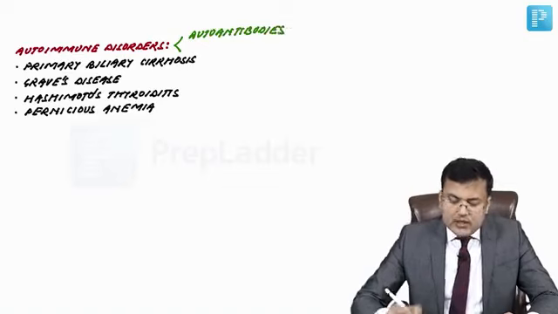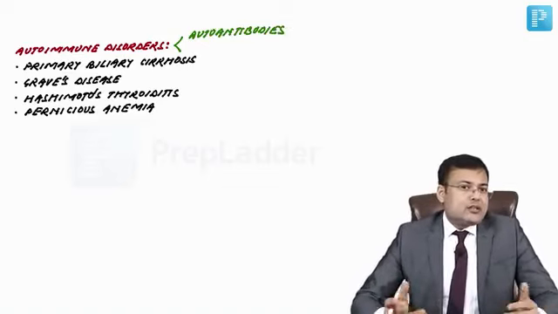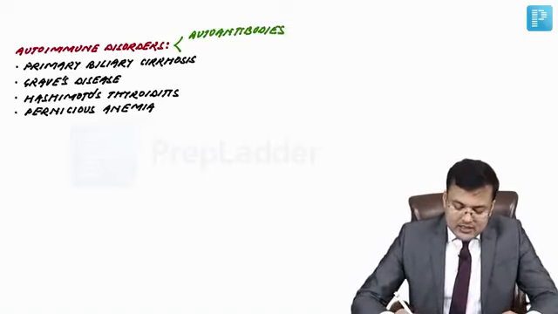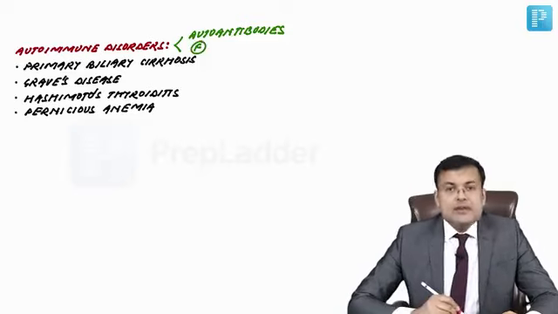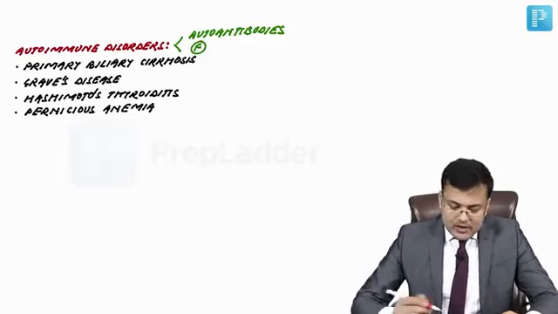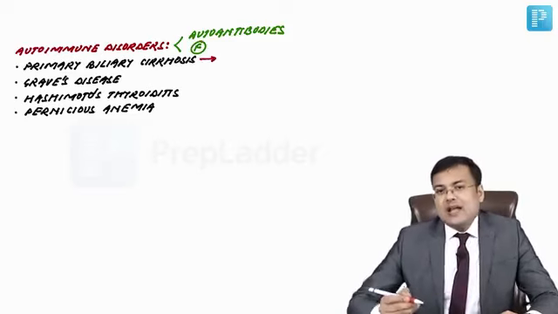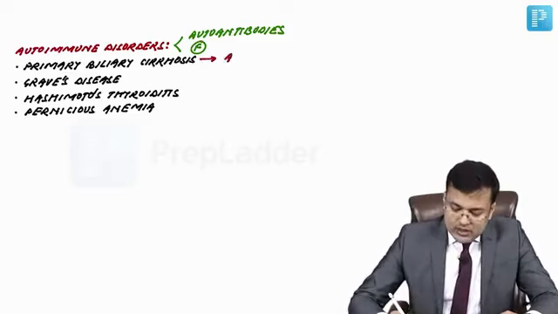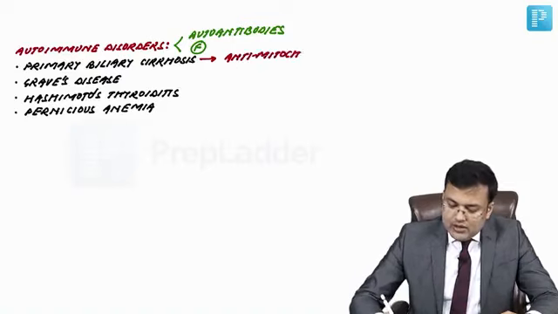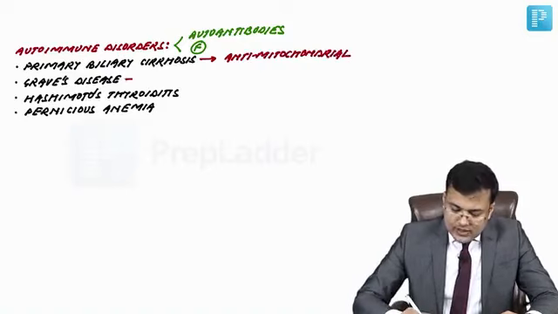Autoantibodies, it means you can make the diagnosis by the presence of autoantibodies. Second, generally these are more common in females. So tell me, what are the autoantibodies in primary biliary cirrhosis? There is anti-mitochondrial autoantibody. What kind of autoantibody is there in Graves' disease?